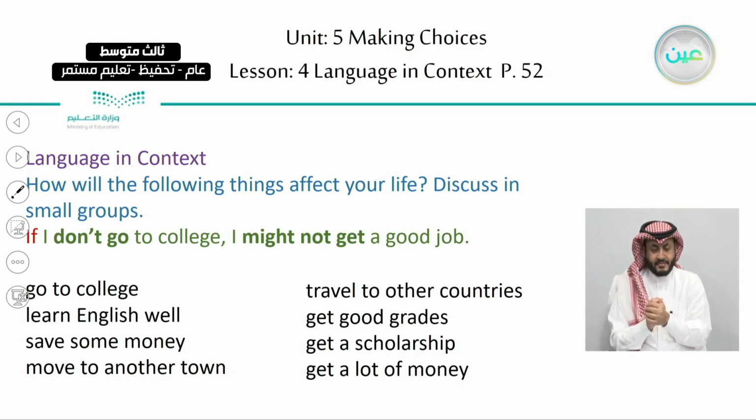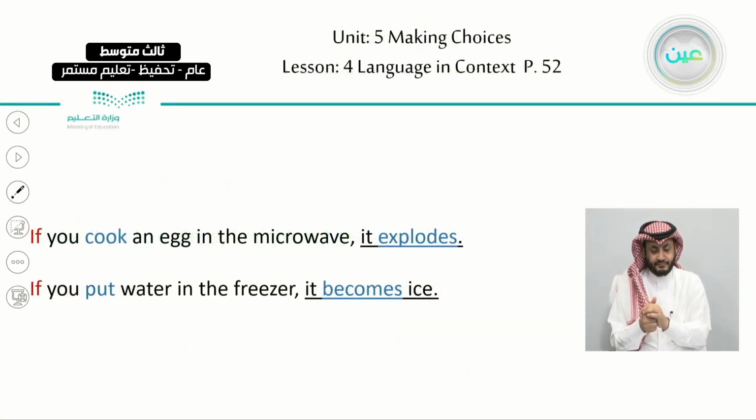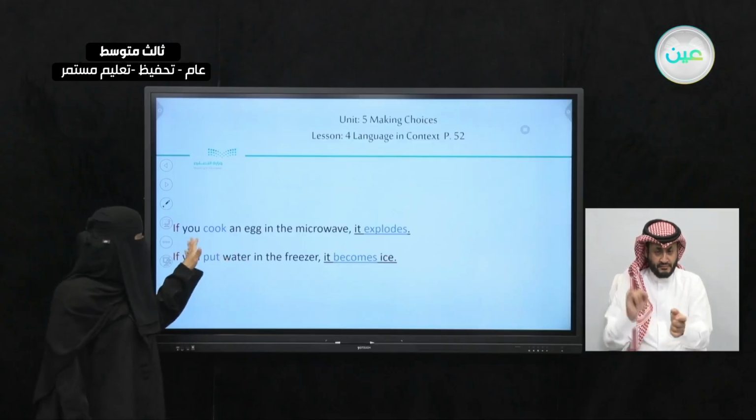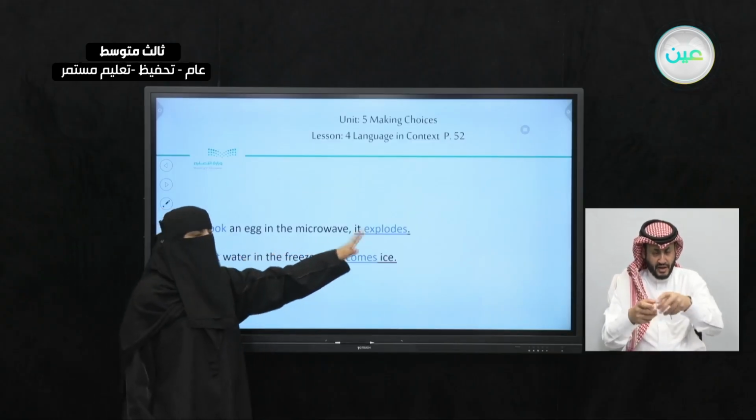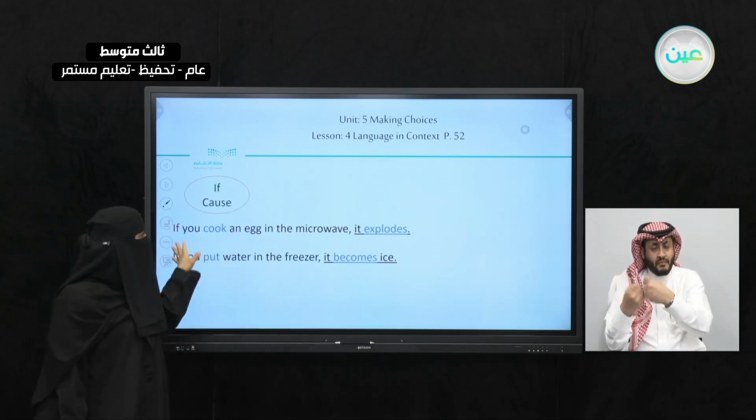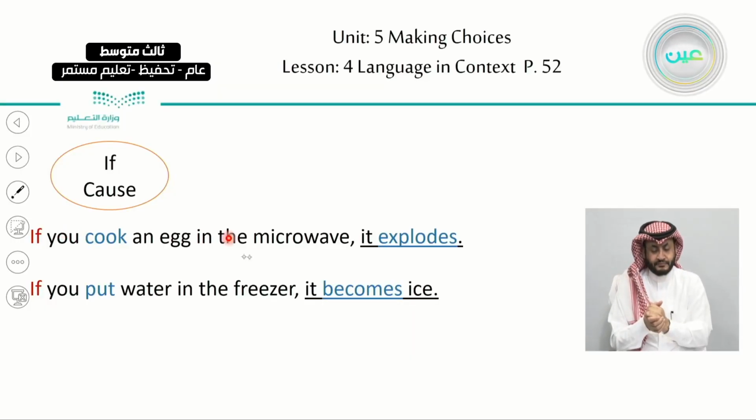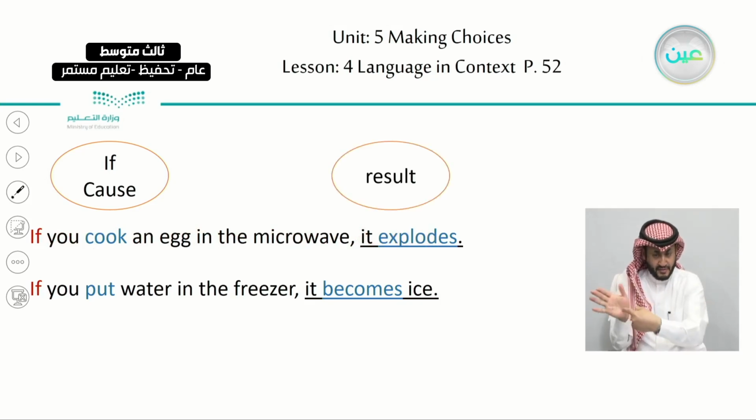Okay miss, how do I do it? Let's see how can we form the conditionals. Let's revise it. As we said before, here we have two statements. These are conditional sentences. If you cook an egg in the microwave, it explodes, okay? Here we have the if, the cause. This is the if clause, we call it the cause. And here, the underlined one, we call it the result part, okay? The cause part and the result part, okay?